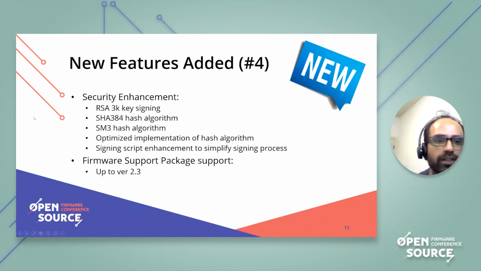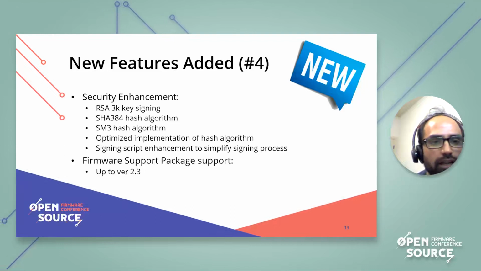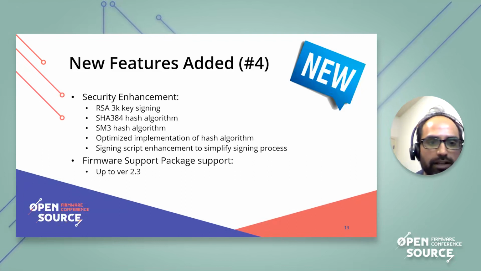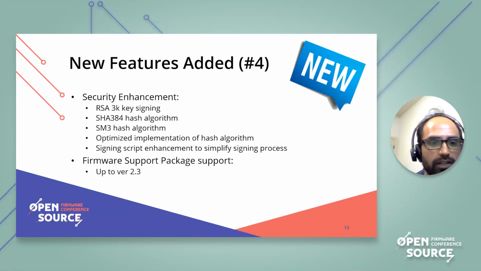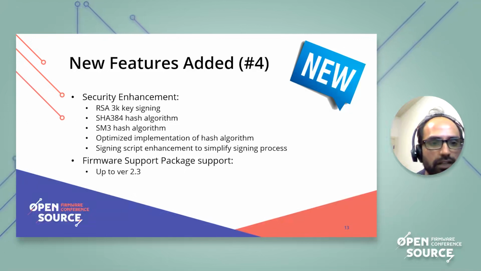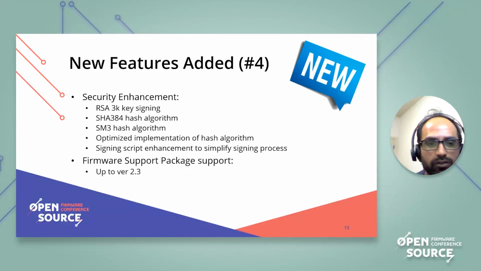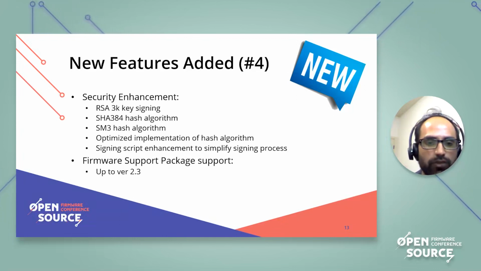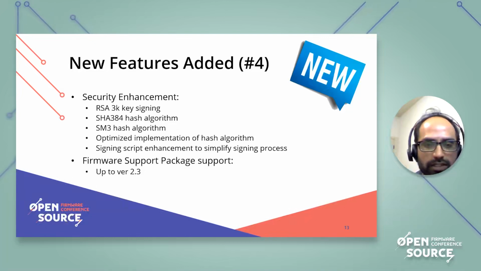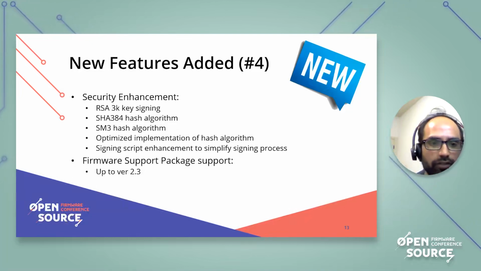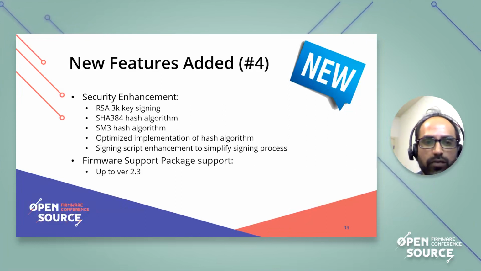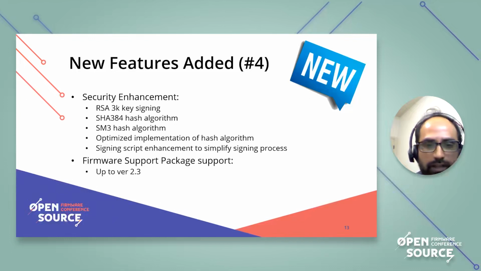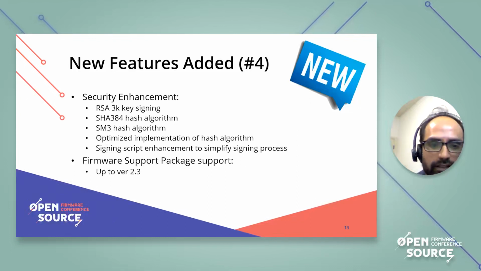Next one, please. Some other security enhancements to name. Slim Bootloader initially supported 2K key signing, so we have added 3K key signing now. And in addition to the already existing SHA-256 hash algorithm, we have added SHA-384 and SM3. And for SHA-256, we had optimization in the hardware in the form of the SHA-256-NI instructions. And for the newly added payloads, we also have an optimized C source code for better performance for calculating hash.